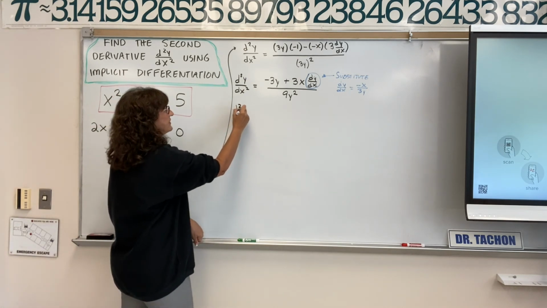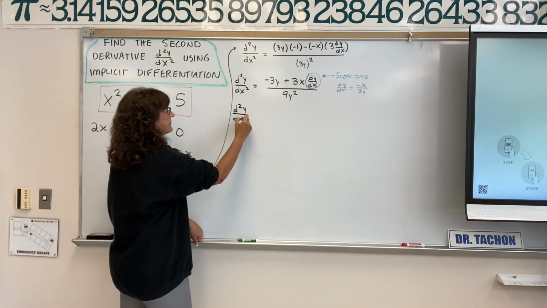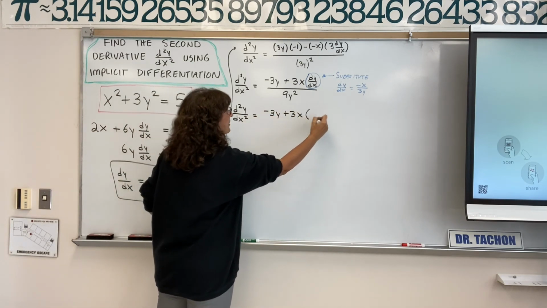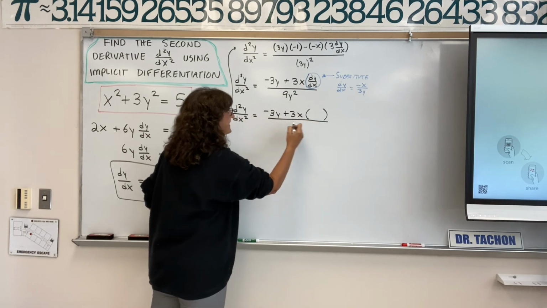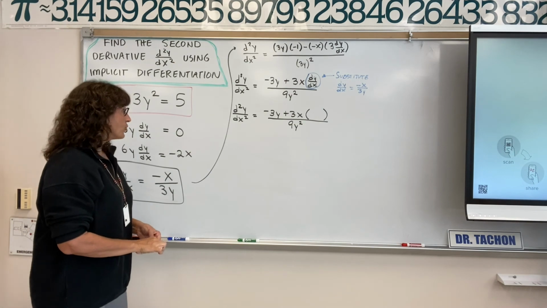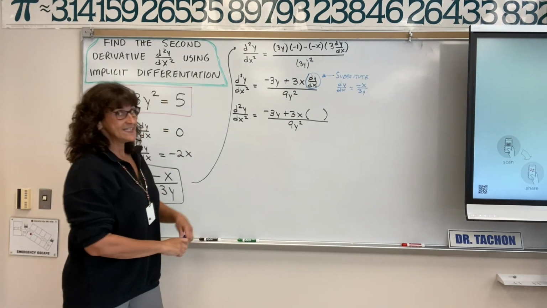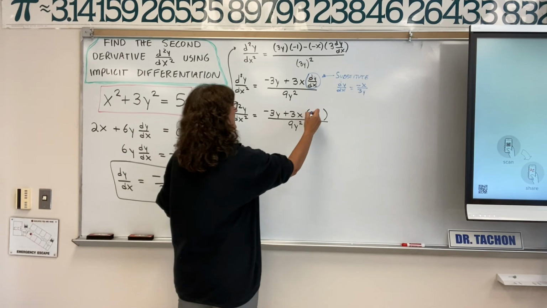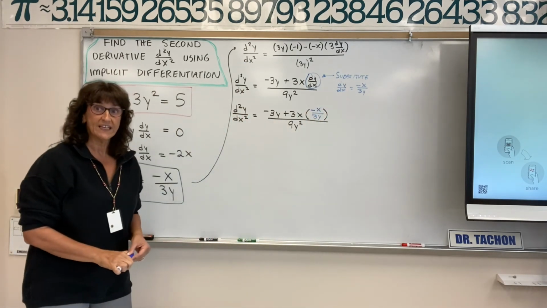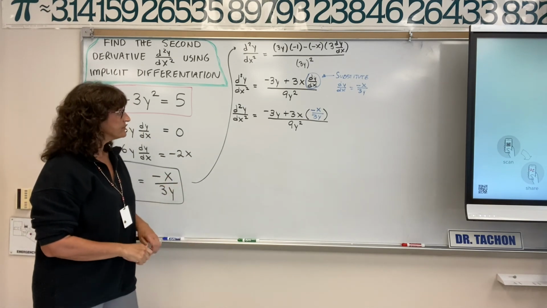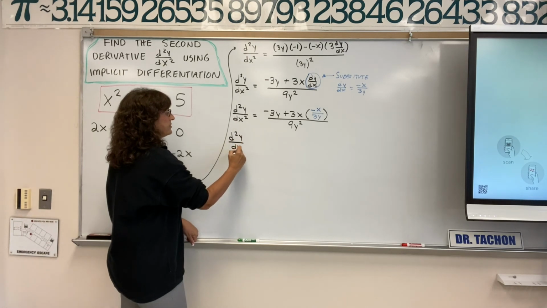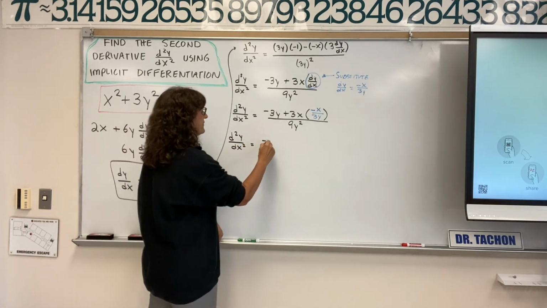So our second derivative is negative 3y plus 3x times our dy dx, but I didn't write that in there because we're going to make a substitution. All this is over 9y squared. So we want to take dy dx out and substitute in negative x over 3y. Let's make that substitution, and now we have to simplify this. So here we are with our second derivative implicitly. All right, what do we have? Negative 3y.